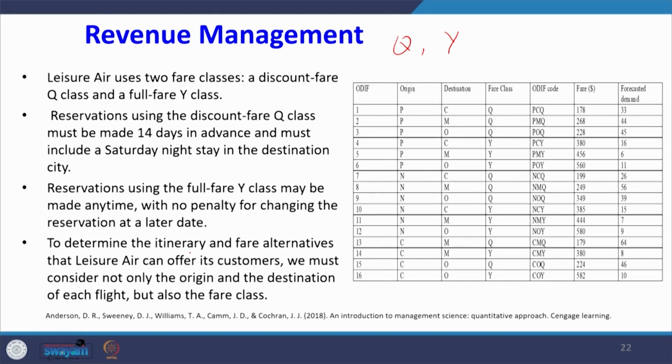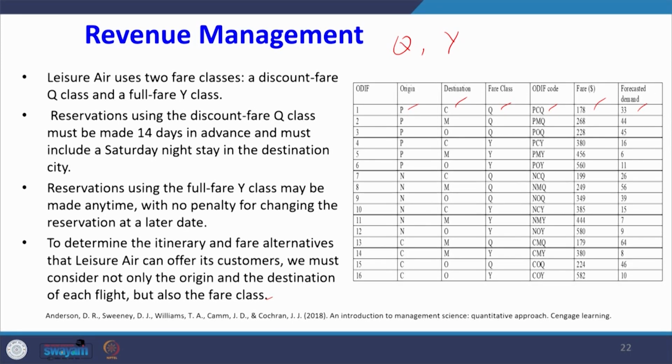To determine the itinerary and the fare alternatives that Leisure Air can offer its customers, we must consider not only the origin and the destination of each flight, but also the fare class, because there are 2 fare classes, Q class and Y class. So, here you can see origin P, destination C, Q class. The variable I am going to consider is PCQ. The fare is $178, the forecasted demand is 33.